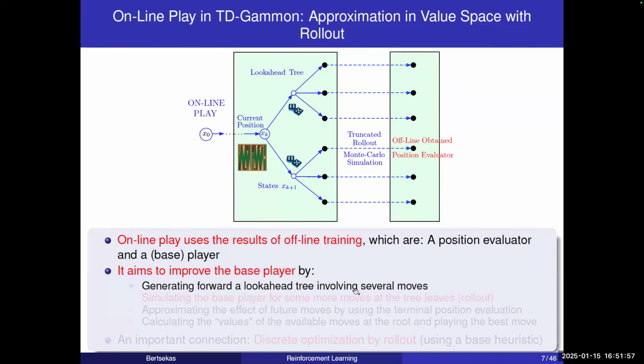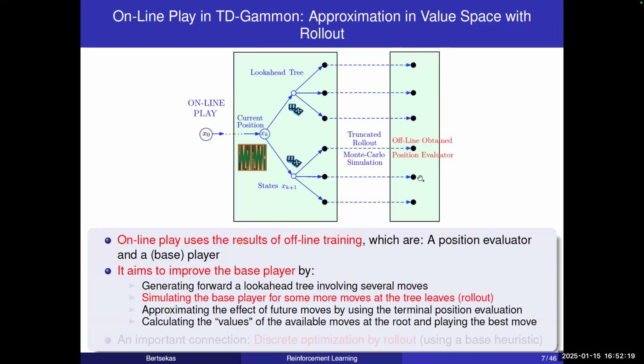So it generates a look-ahead tree involving several moves. It simulates the base player for some more moves at the tree leaves. This is called rollout, and truncated rollout if it's limited. We're going to talk about rollout algorithms quite a bit in this course. And the effect of future moves is approximated by using the terminal position evaluation. And then we back up the scores to the current position, select the best move, roll the dice, the opponent takes over, and so on.